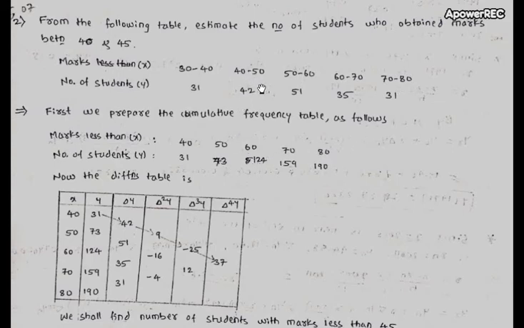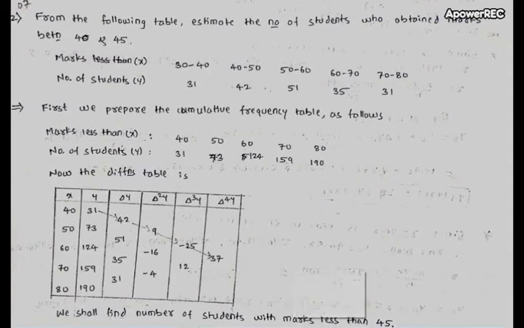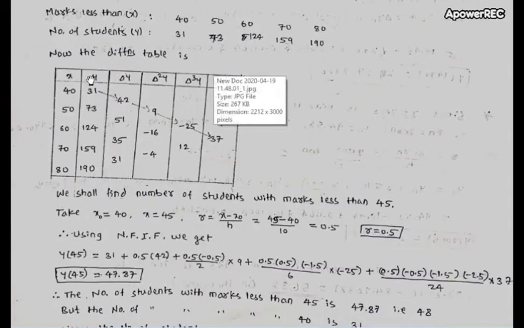Now for marks less than 80, the number of students is 73. So you have to add 42 plus 31. So 73 students obtain marks less than 50. Then less than 60: add 31 plus 42 plus 51, which gives 124. So 124 students obtain marks less than 60. We will continue the same rule, and then we will prepare the difference table.